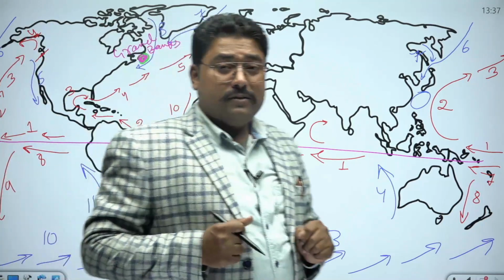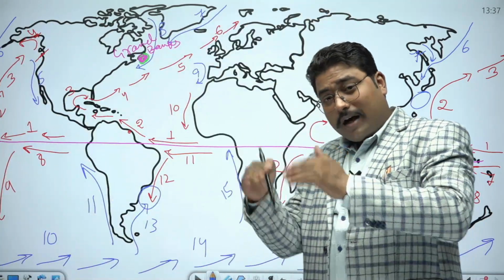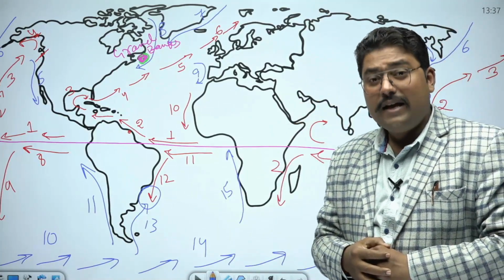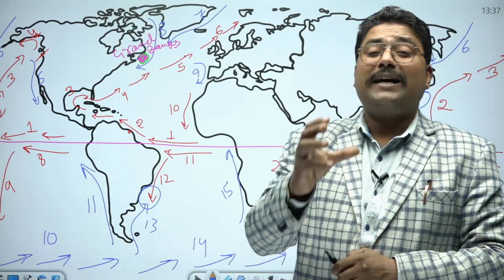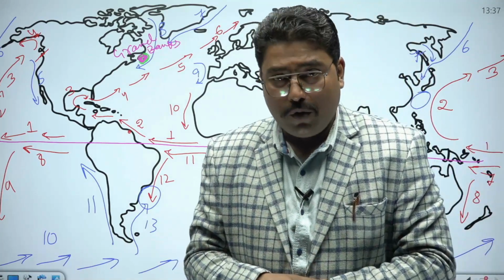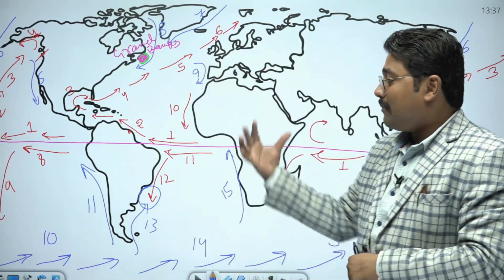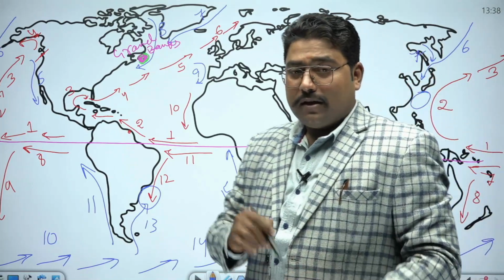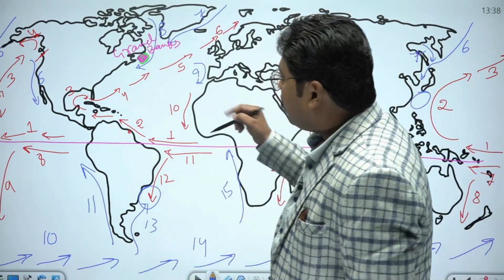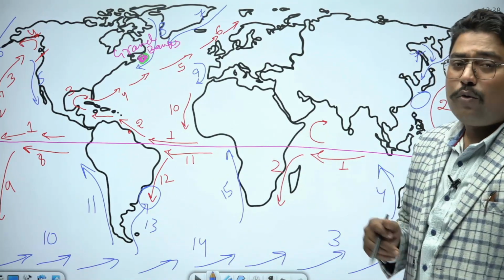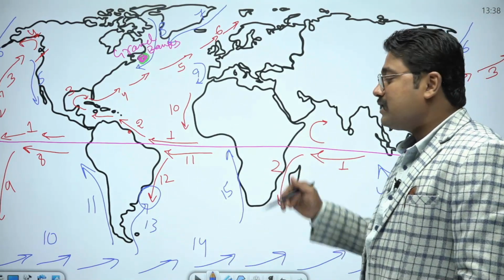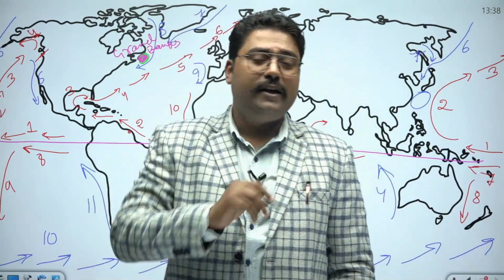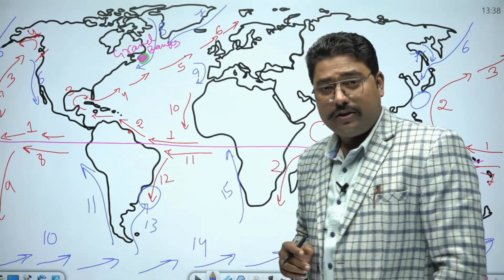Apart from this, some other questions are also hidden in this circulation, like what is the pattern of circulation of the ocean currents in the northern hemisphere and southern hemisphere. So if you notice, the circulation pattern of the currents in the northern hemisphere is clockwise and in the southern hemisphere it is anti-clockwise. So this is the first hidden question.